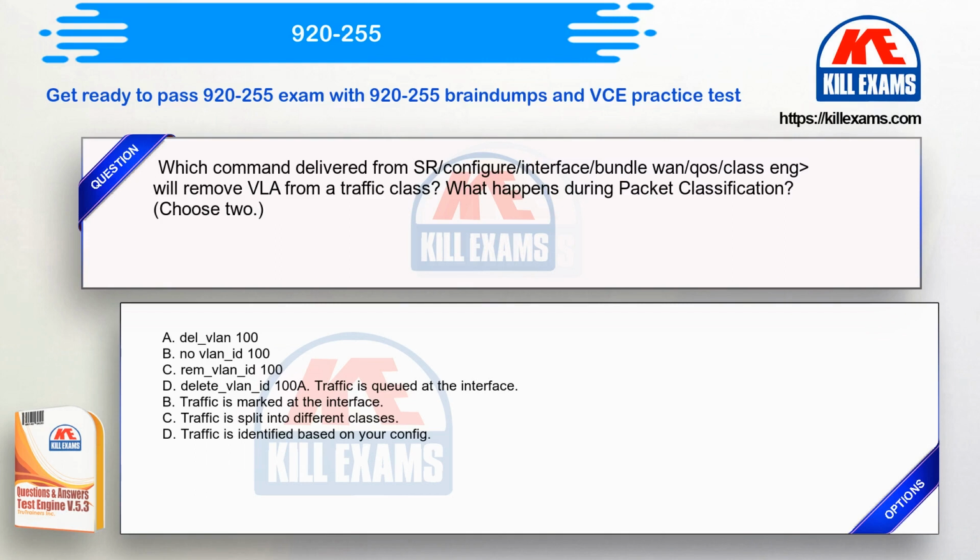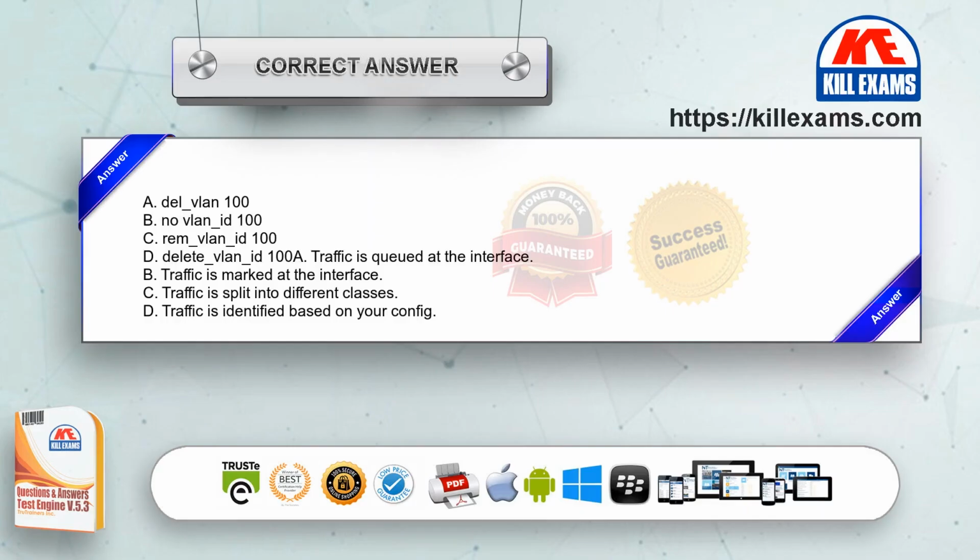What happens during packet classification? Option A. Traffic is queued at the interface. Option B. Traffic is marked at the interface. Option C. Traffic is split into different classes. Option D. Traffic is identified based on your config. The correct answer is option C, D.